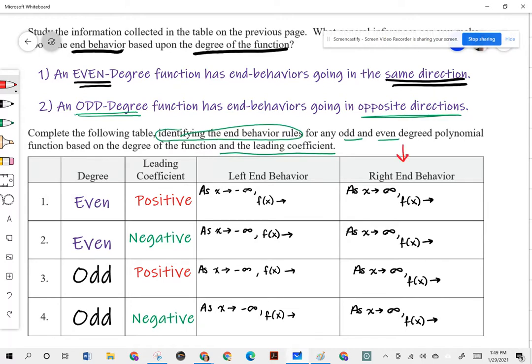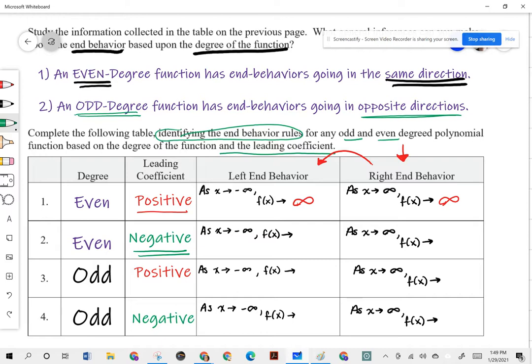the idea is really to start with the right end behavior first and then go back and fill out the left end behavior. So if you have a positive leading coefficient, the right end behavior is going to go towards infinity. So it says as x approaches infinity, f of x approaches infinity. And then because it's even, the left behavior is going to be the same. So in that case, we have positive infinity. Now, let's take, for instance, we have a negative leading coefficient.